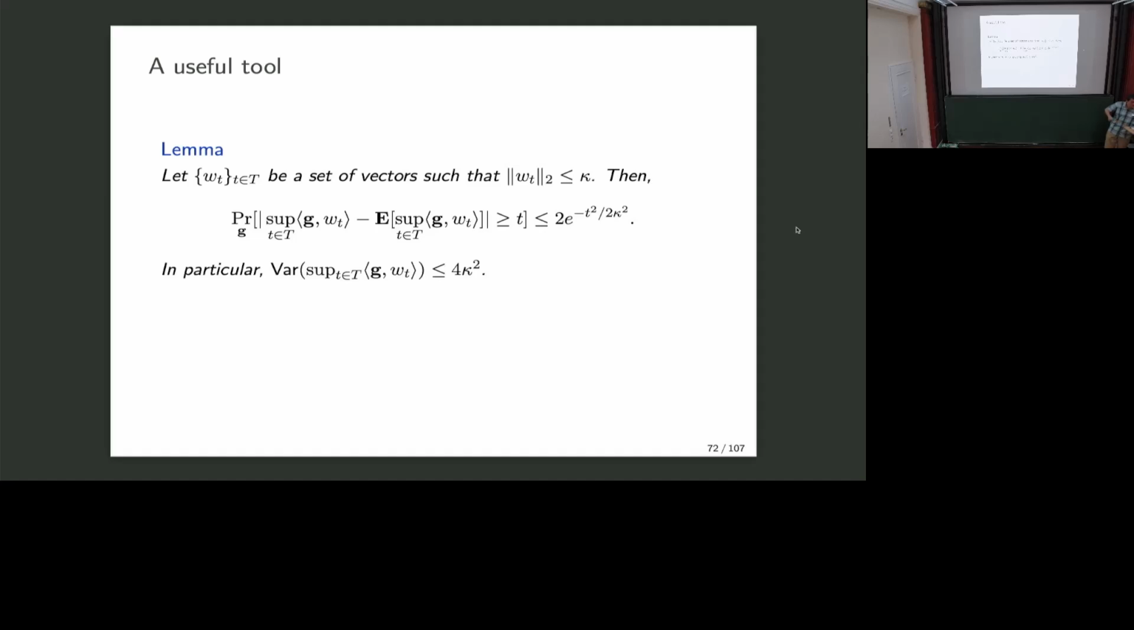So what are we saying here? We're saying that if I look at a collection of vectors, these W sub t's are like those shifted V minus V of R of S vectors. If each of the vectors has small norm, then it's unlikely that the supremum of the Gaussian process gives an outcome that's far from the mean, okay? And you have this strong tail bound that gives you a bound on variance, and this is just a consequence of the Gaussian concentration inequality for Lipschitz functions. This is not a hard result.